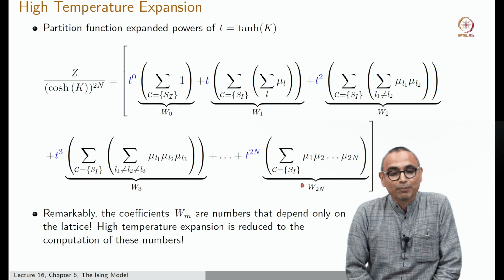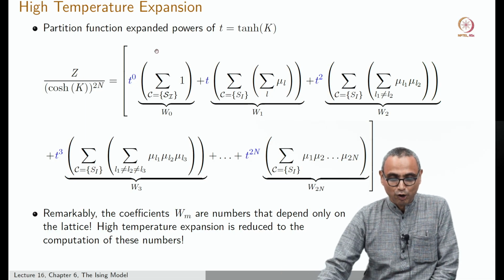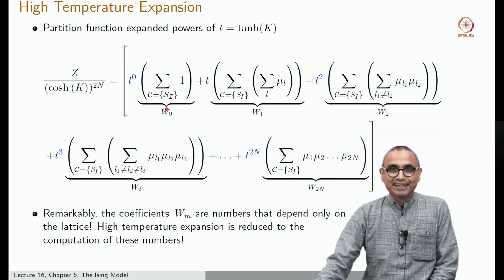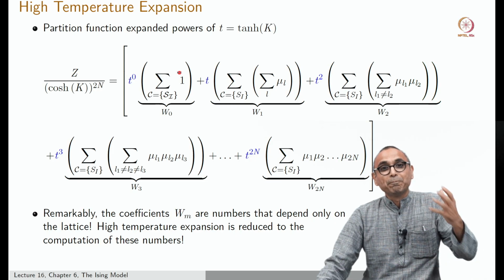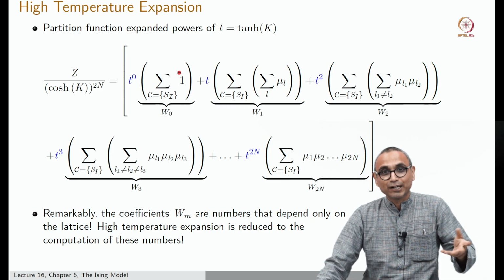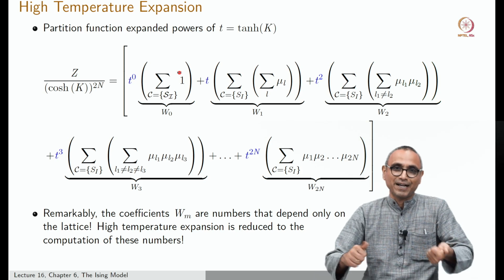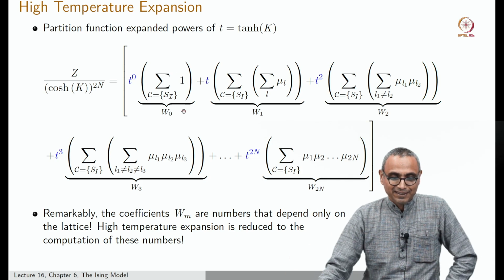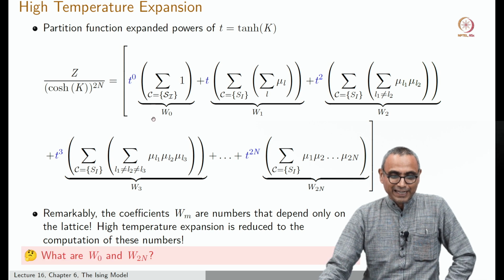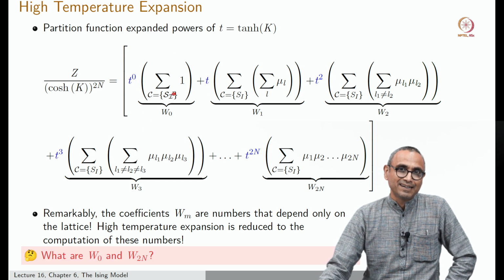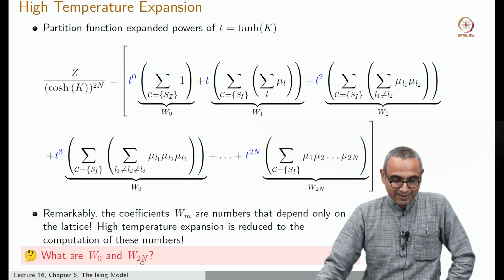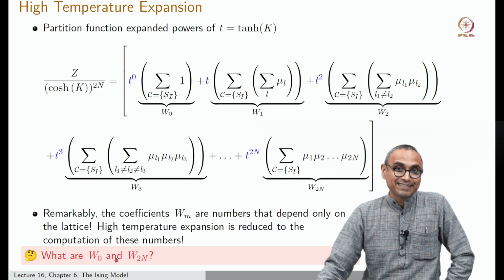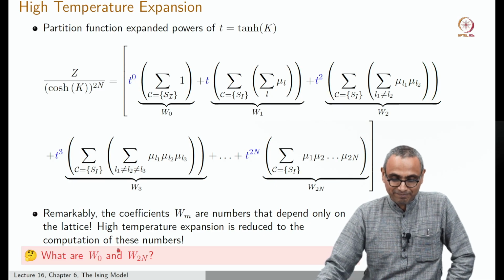Now, if you pause for a moment and think about what these objects are, they have no coupling constants or anything in them. These are sort of numbers that depend on the kind of lattice, in our case square lattice, and the fact that you have Ising variables on the lattice. So for example, can you guess what W0 is? If you found that it is 2 to the power n, congratulations, that's the correct answer. Can you guess what is W2n? Okay, I'm not going to give you the answer for that.